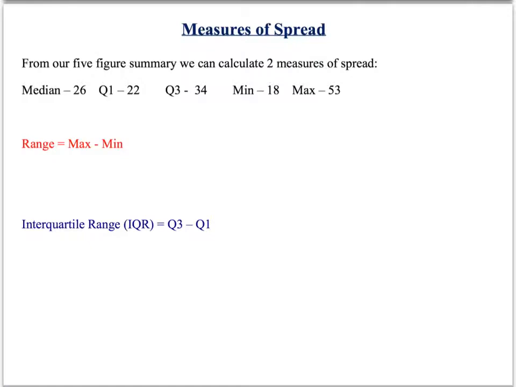So we're going to use our 5-figure summary to calculate 2 measures of spread. The first you're probably familiar with, which is the range, and that's just the difference between the minimum and maximum value. So if the maximum is 53 and the minimum is 18, then our range is 53 minus 18, which is 31. Okay, and the bigger the range we have, the more spread out our data is. Okay, the smaller the range, the more the data is close to what the median is.